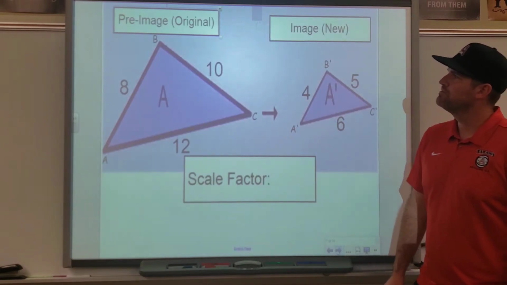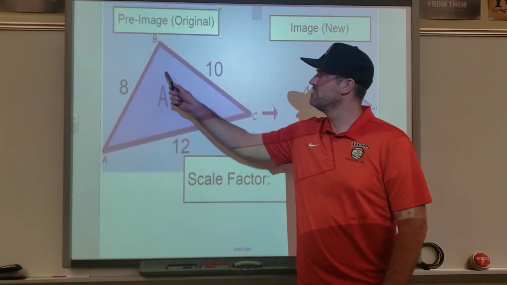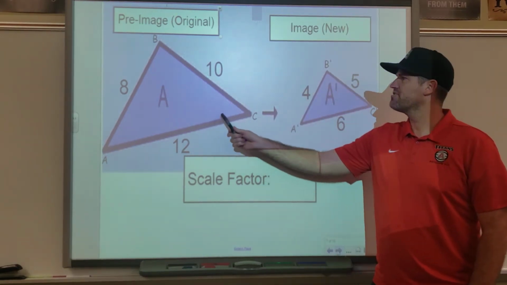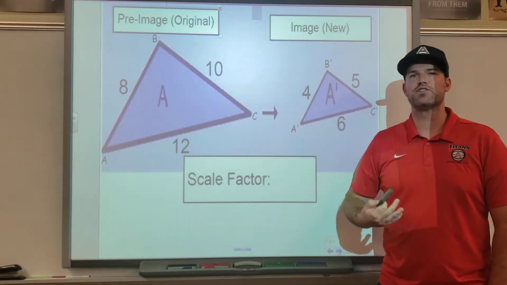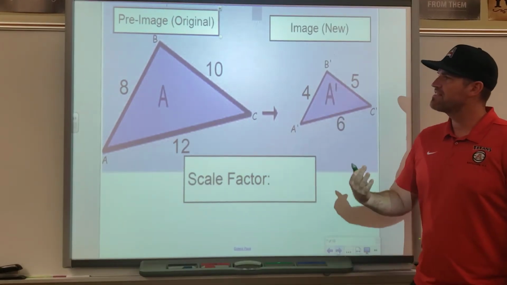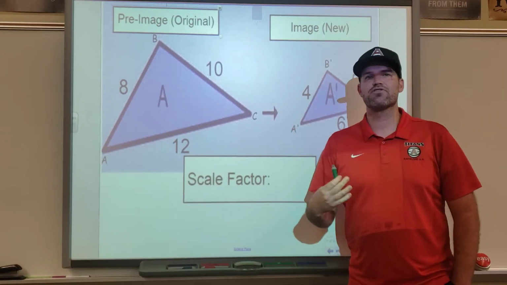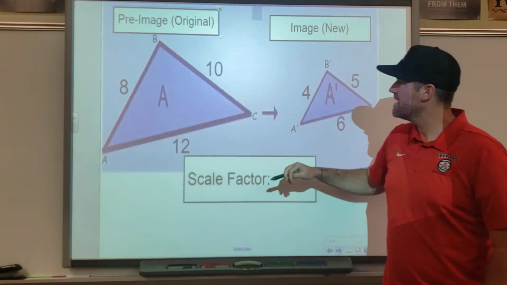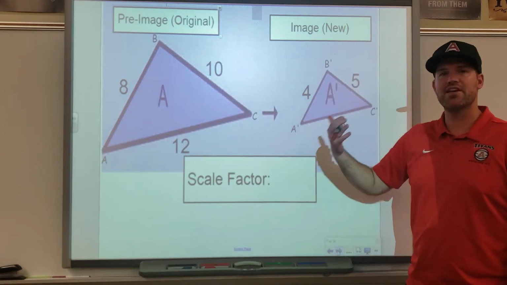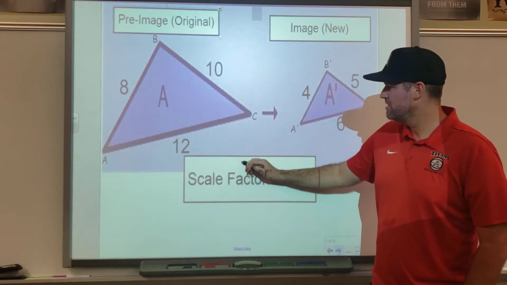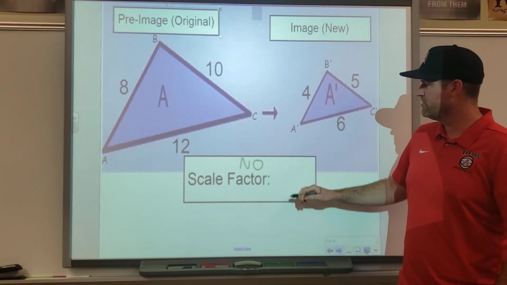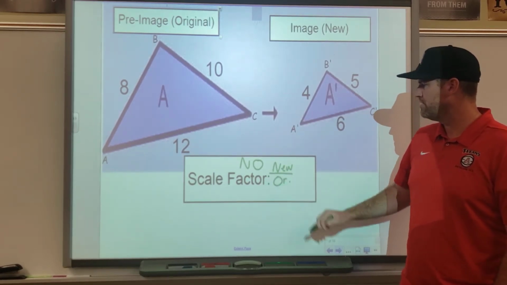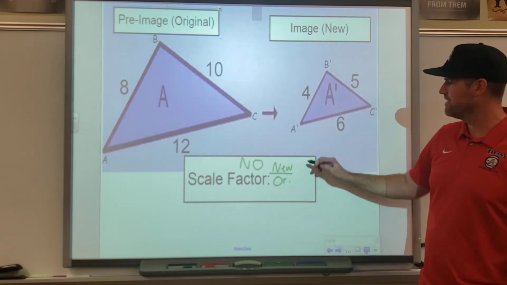So here's an example. I've got my pre-image or my original. I've got my new shape, right, my image, and clearly we can see that this shape got smaller. So it's going to be a reduction. To find out the scale factor, I can take any two pairs of corresponding sides. So maybe I take side AB and side A prime B prime. They correspond. I'm going to do, right, my no. I'm going to do my new divided by original. And so my new side length was 4.